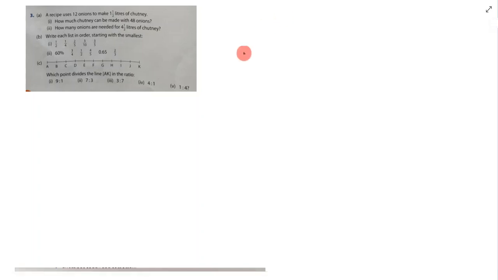Okay, good morning. So let's work through this question. Question 3 part A. A recipe uses 12 onions to make a half a litre of chutney. So what we're saying is that 12 is equal to 1.5. How much chutney can be made with 48 onions?